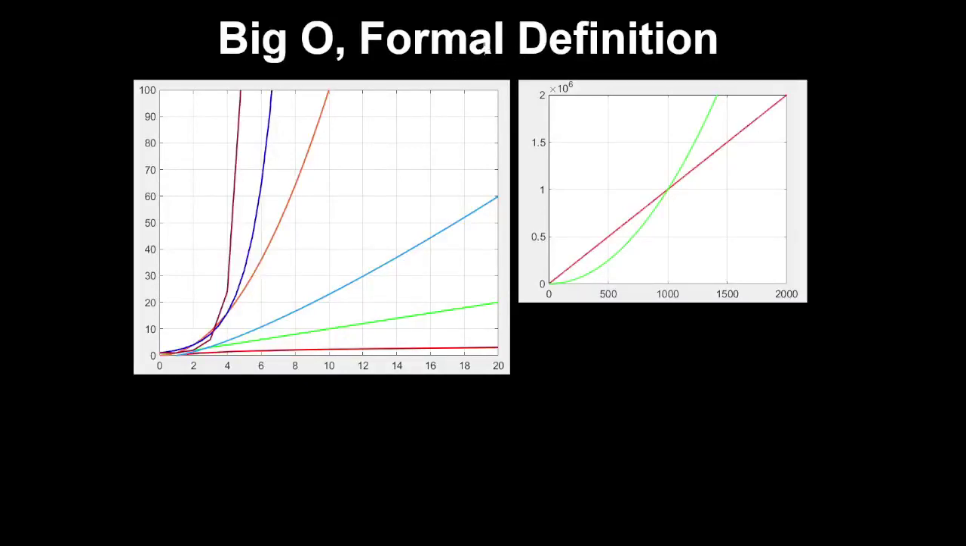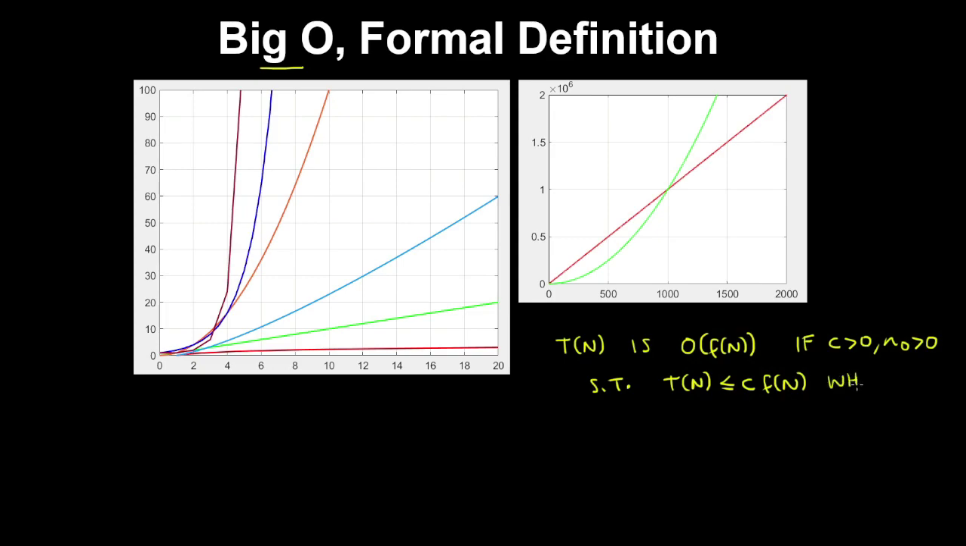Let's explain the formal definition of big O, which states that the time complexity of an algorithm is the order of a function f of n if there are positive constants c and n naught such that T of n is less than or equal to the constant c times the function f of n, when n is greater than or equal to n naught.